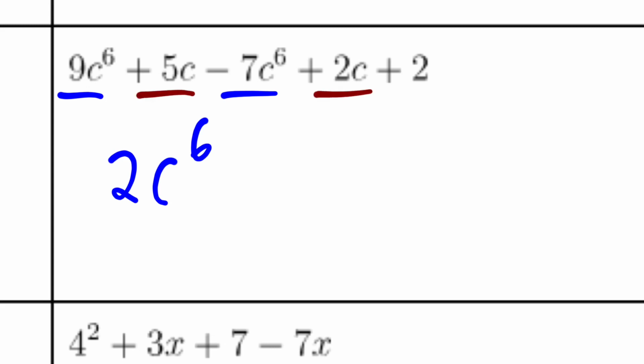Next up, I can combine the c terms. This gives me plus 7c. And finally, I have just 2.